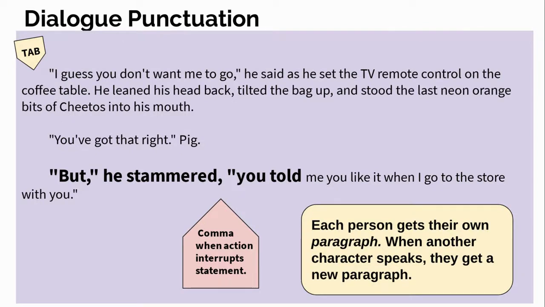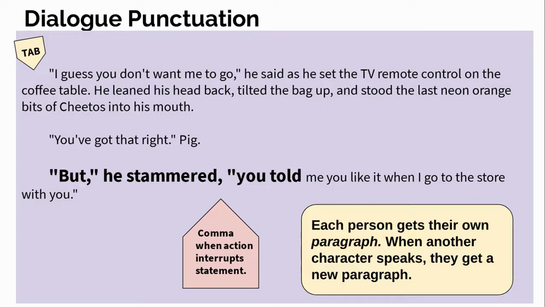So when you start dialogue from a new person, each person gets their own paragraph. When another person speaks, they get a new paragraph. So every time a new character starts to speak, when it's their turn, put a tab in your Word document to show that a new person is speaking. "I guess you don't want me to go," he said. Then it goes to her. You've got that right. Note how it doesn't even fill the whole line on the page, but it's still indented. Then it's indented again. But there's the tag.